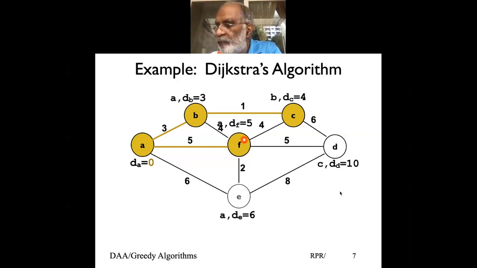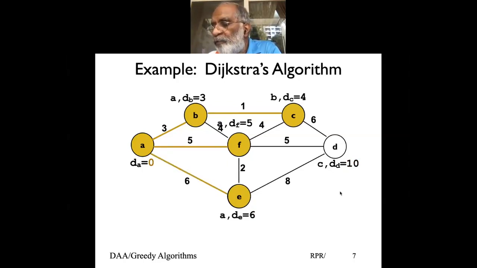And similarly, F to E is 2, cost of F is 5, 5 plus 2 is 7, but here I already have a cost of 6. So going via F is more. We won't update it and we leave it there. And then I have 2 nodes, E and D. Minimum is 6, the other is 10. We pick E and proceed the same way.